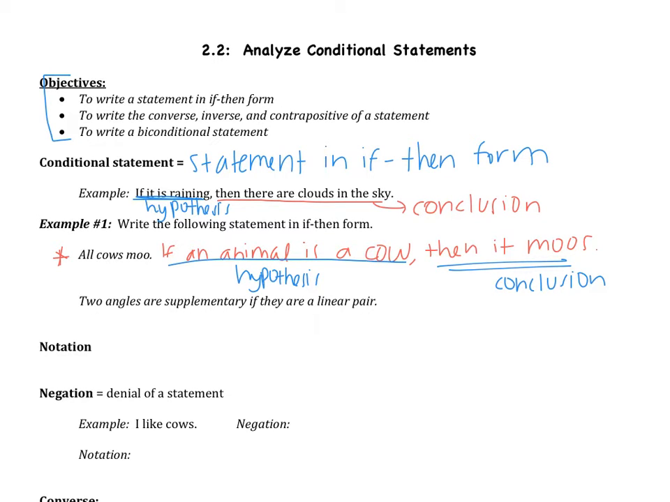Okay, so there's another example for you to try. Two angles are supplementary if they are a linear pair. It gives you a clue right here: if they are a linear pair. So this one will go, if two angles form a linear pair, then they are supplementary.